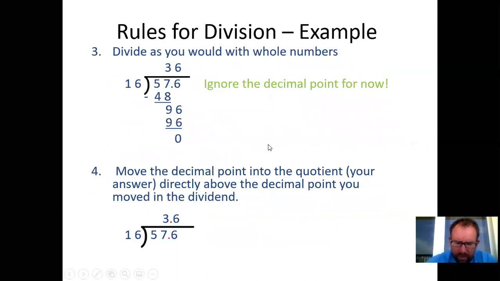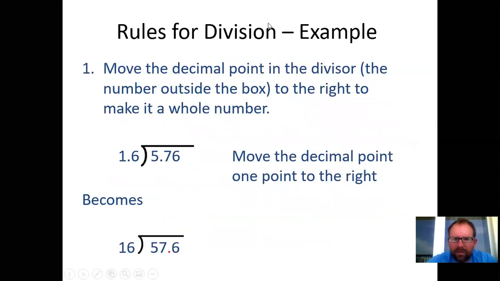Oh, I gotta go back. I accidentally clicked. Let me show you what that looks like here. We move it over one place, and it becomes 16. But we also have to move this one over one place, okay? So we end up with 16 and 57.6.